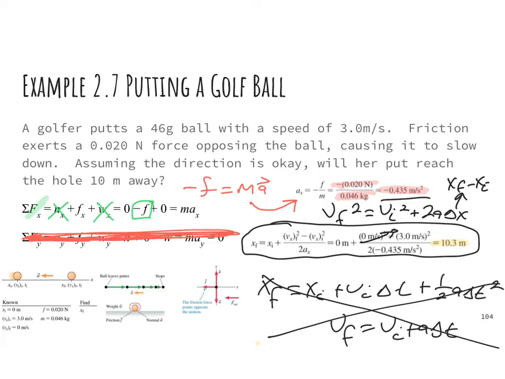So I know that the ball goes 10.3 meters. The hole is only 10 meters away. Therefore, I know that it's going to make it into the hole. And I can figure that out just by looking at the magnitude of the friction force and how much the object weighs.